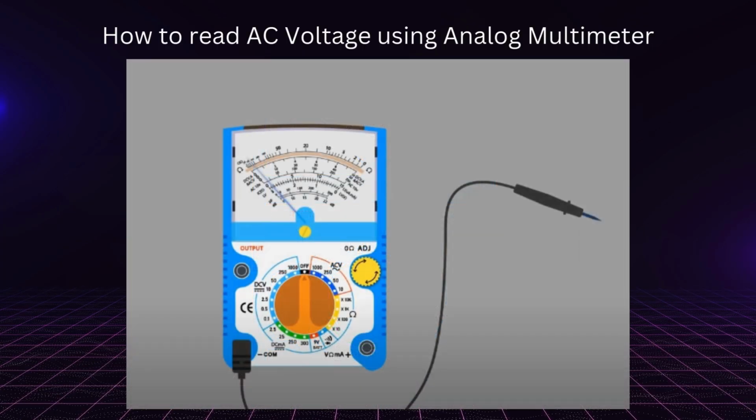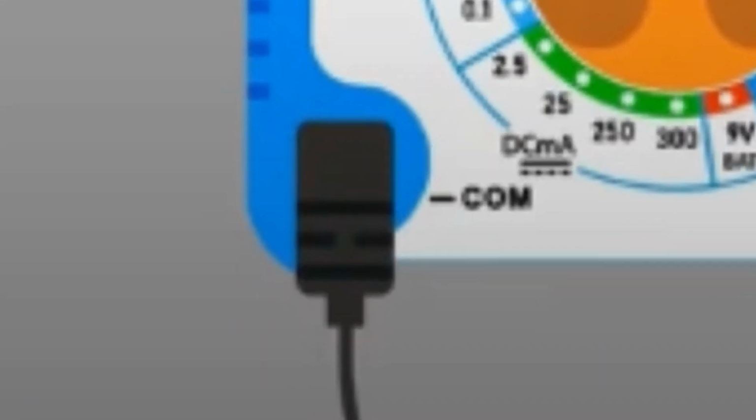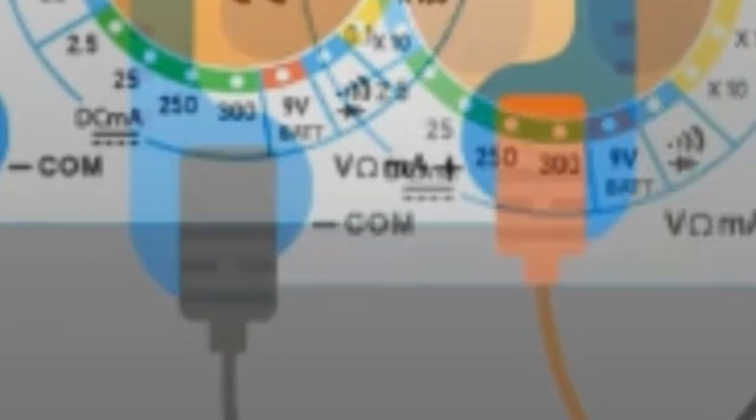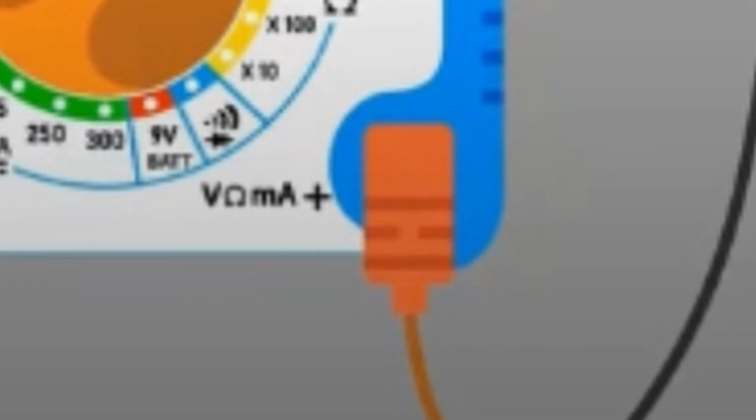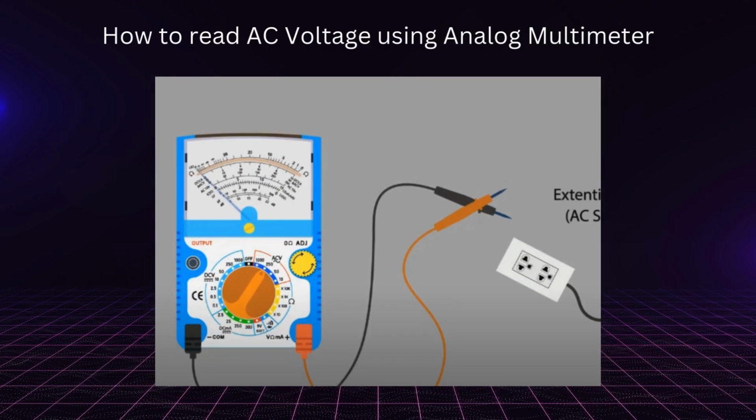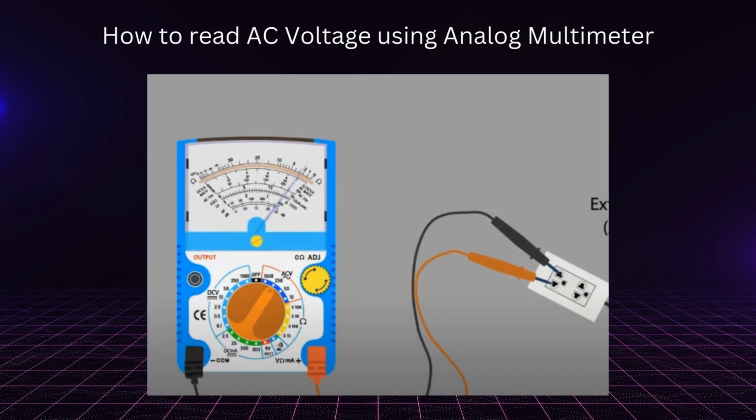Second, plug the multimeter leads into the correct sockets. The black lead goes into the common socket, which is the ground or reference point for the measurement. The red lead goes into the V voltage socket, which is used for measuring voltage. Third, carefully insert the multimeter leads into the 220V outlet. Make sure the black lead is in contact with the neutral terminal and the red lead is in contact with the live terminal. This proper connection ensures an accurate reading.